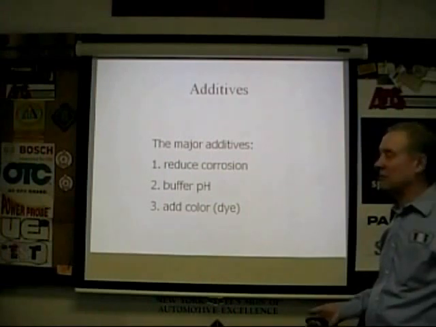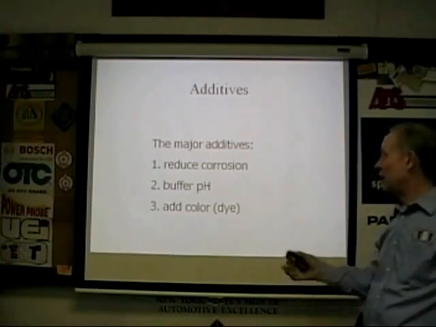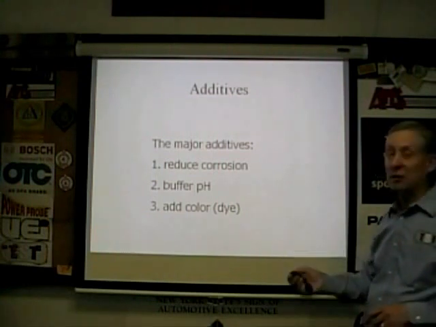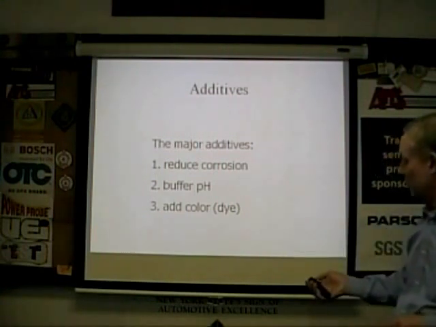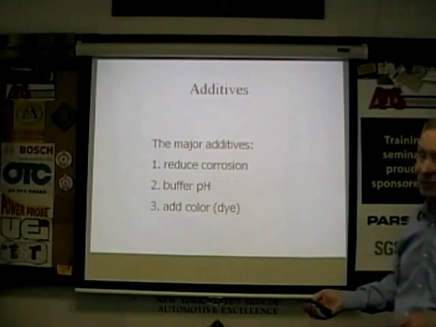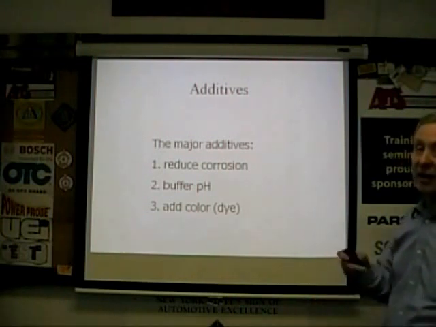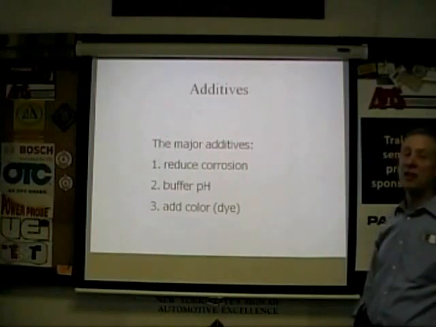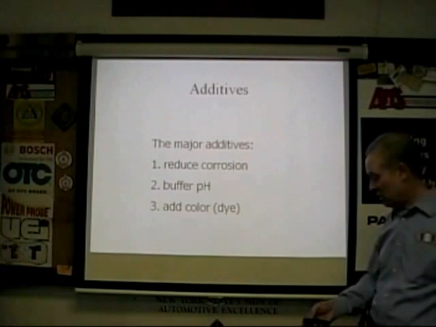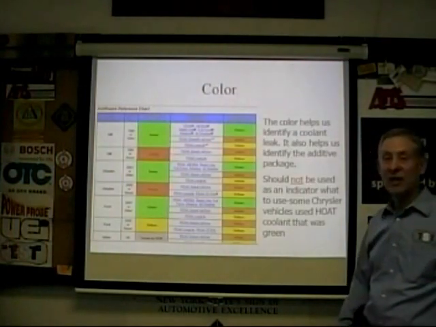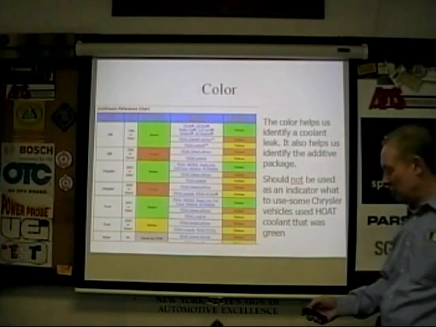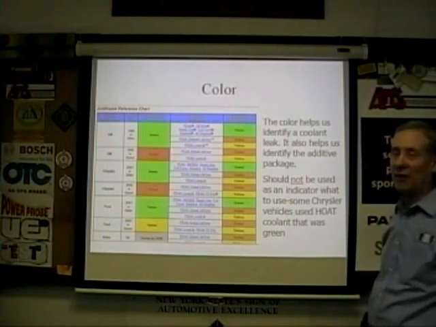Okay, additives. As I already said before, I didn't mention pH, but they reduce corrosion. It's not listed here, but there are water pump lubricants in there. They adjust the pH because they have specific requirements, and they add a color so that you can identify their coolant, and also so you can see when it leaks. It'll give you an indication of where it's leaking. It usually ends up as some type of a stain or a powdery residue.